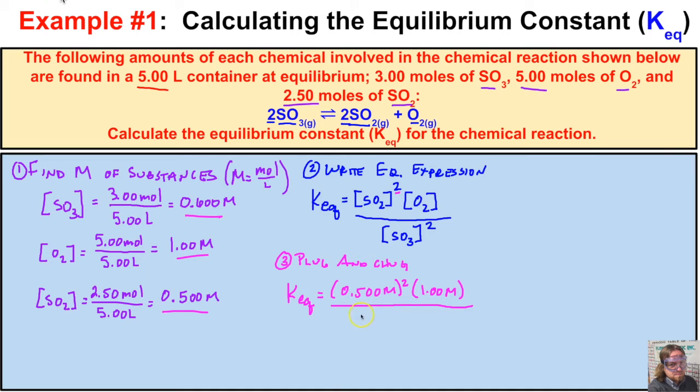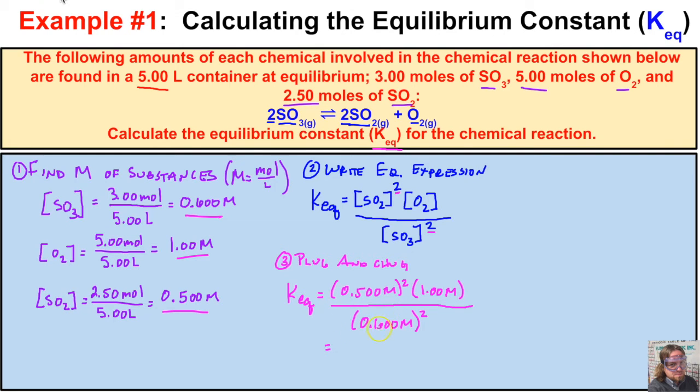right here, is 0.600 raised to the second power. And so what we can now do is, using these numbers right here, we can solve for KEQ. We can figure out our equilibrium constant for this chemical reaction. So let's go ahead and carry this a step further here.